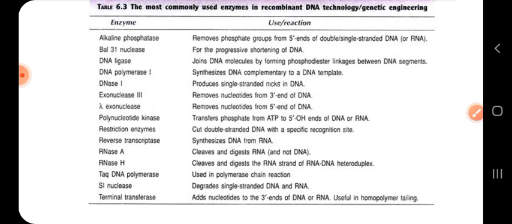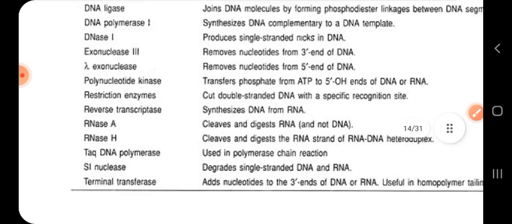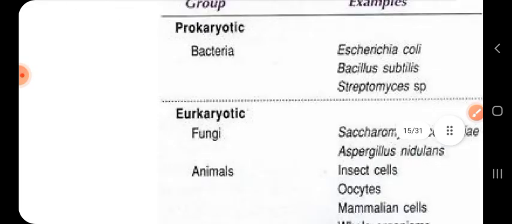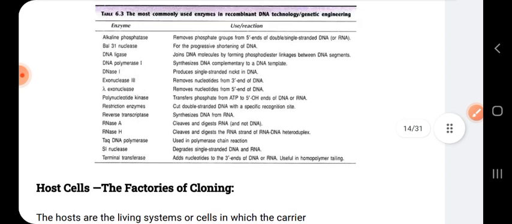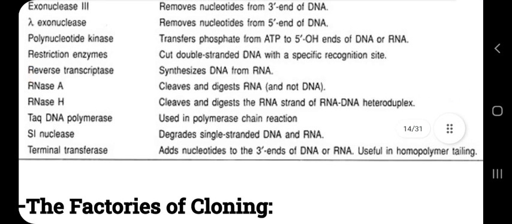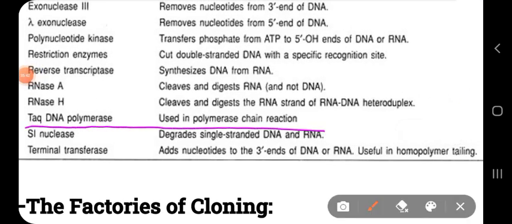Some more enzymes are also written. I want to specify some important enzymes here, like this one. Okay, so this enzyme is important also. Obviously, all enzymes are important, but these are the specific enzymes that may come in your examination, like Taq DNA polymerase. Taq DNA polymerase, actually, is a type of DNA polymerase taken from this organism.